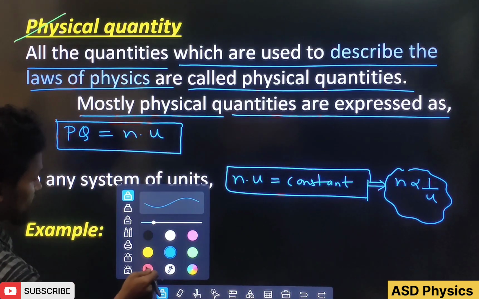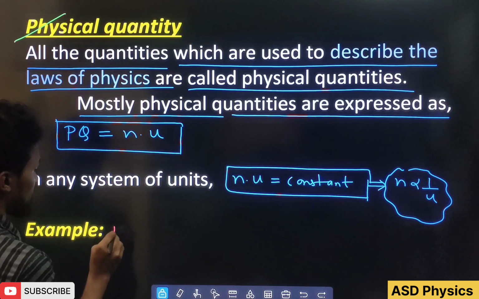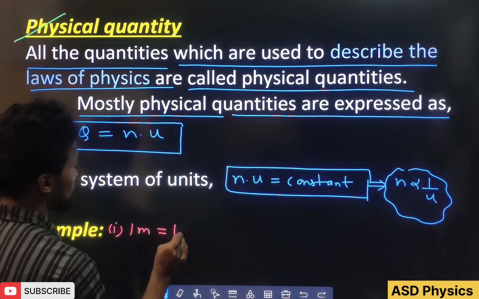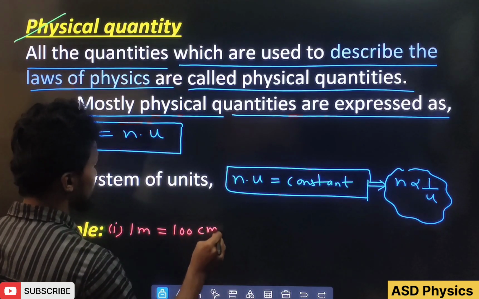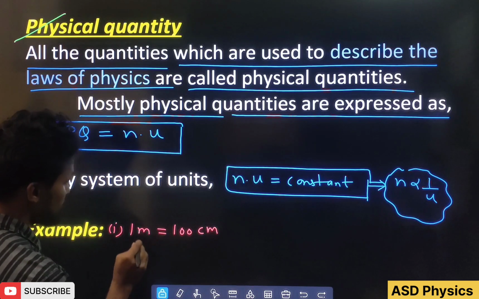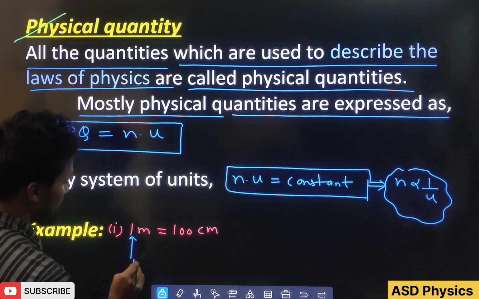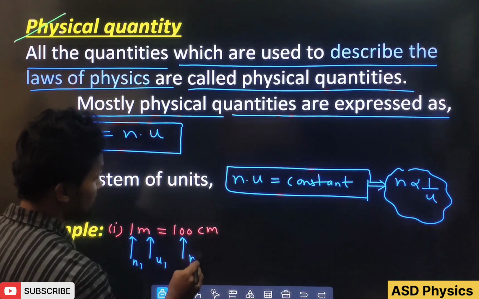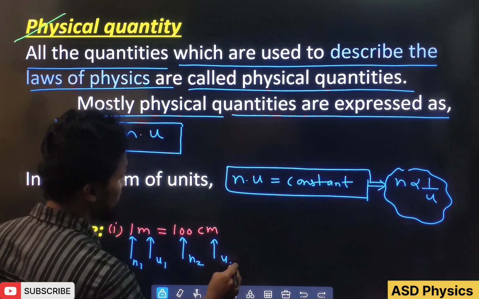Okay, like if I talk about here some examples. So I have taken your first example. Let's take, I'm telling that here 1 meter is equal to how much? 100 centimeter. You know very well. But in case I just take here the numerical value n1, unit is u1, here numerical value n2, and here unit is u2.